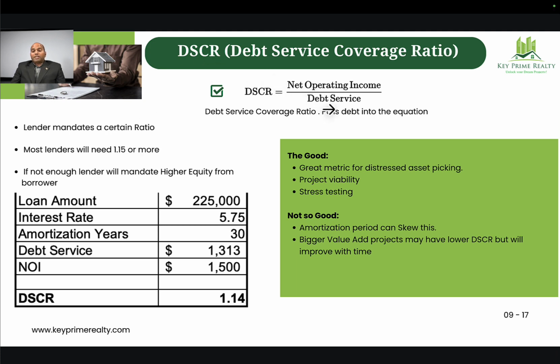If the net operating income doesn't even cover your debt service, that means unless people put money from their pocket, they can't run the property. So those are the distressed properties. So this is a nice metric to track if you are really going after some distressed properties. Okay.